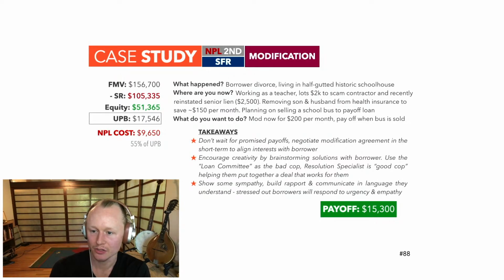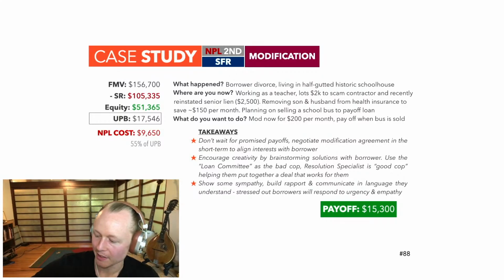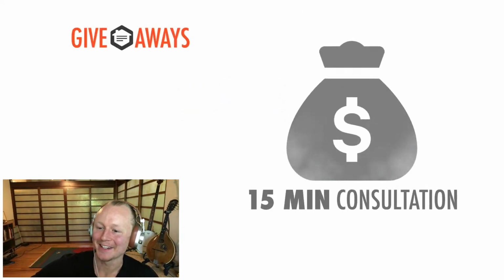And in this case, the stress was really overwhelming. So showing a little bit of empathy and then being urgent about getting a solution in place gave the borrower a lot of confidence that we were on the same page here to get this loan paid off. And that's what happened. She paid a couple of months at $200 per month and then was able to make that $15,300 payoff, which resulted in an internal rate of return of 63%, not including the payments that were received in the short term.